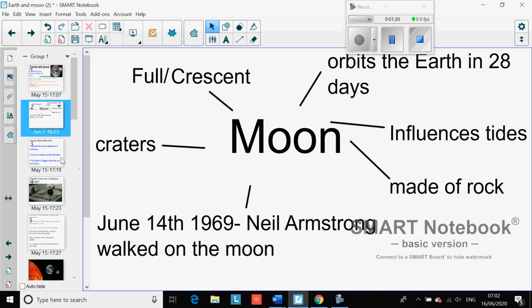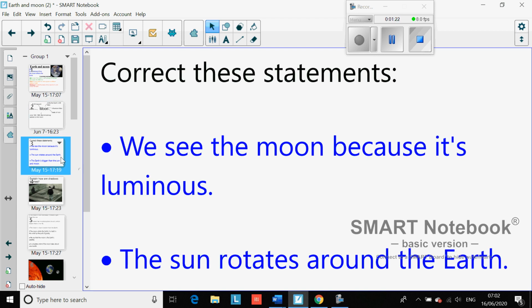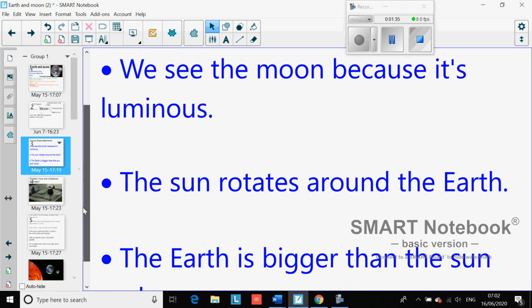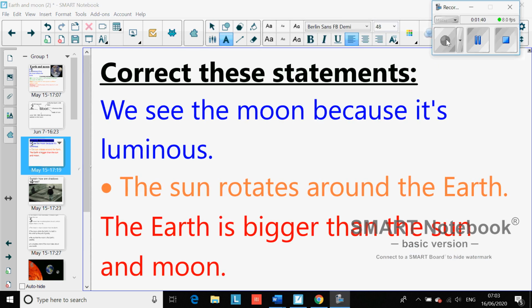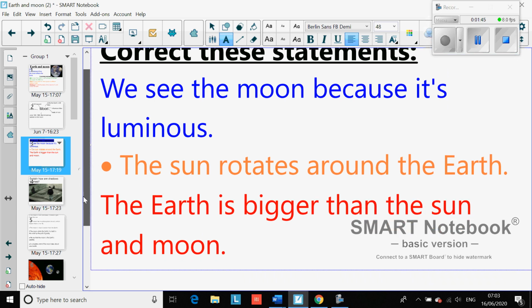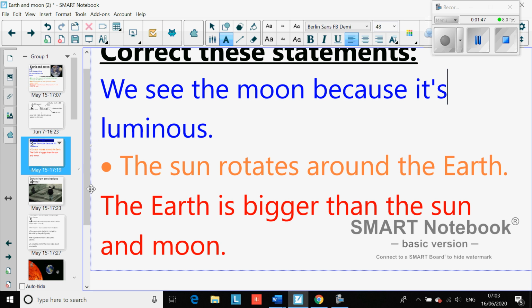So, a few other little things about the moon. Actually, no, this can be your first task, okay? So these statements are incorrect. What I would like you to do is pause the video and rewrite them so that they are now correct. So these are 3 statements. Okay, pause the video and off you go, please. So just so I can squeeze them in, I have made them different colors so you can see them. So there we go. We see the moon because it's luminous, the sun rotates around the Earth, and the Earth is bigger than the sun and moon. Okay, so write these so they are now correct.